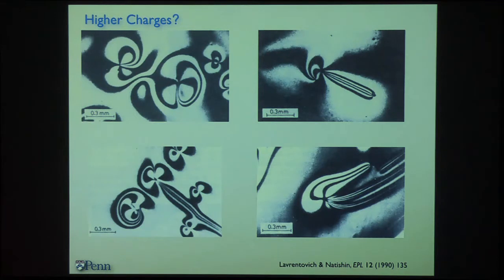And if you have 8 brushes, it means it goes around 4 pi times. And if you have 10 brushes, it means it goes around 5 pi. 12 brushes, it means it goes around 6 pi times. So you can have winding and multiple winding. And the cool thing is all you need to do is count how many brushes come out of the defect. You count the number of brushes, that tells you the charge of the defect. If 10 brushes come out, it must have rotated around by 5 pi. If 22 brushes come out, 11 pi.